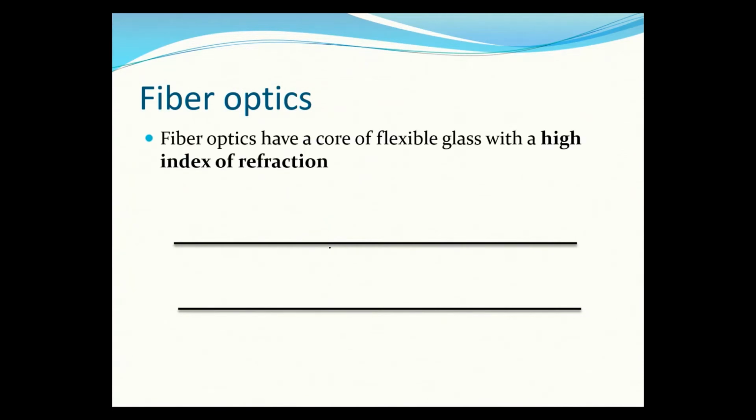I have a demo. We'll see how that works with my camera. Fiber optics have a core of flexible glass with a high index of refraction. This allows light to stay inside the glass core. So I'm going to show my demo here. I shut off the lights. Here I have a laser pointer, and here I have some glass. I'm going to shine my laser inside of this glass, and you can see the laser.